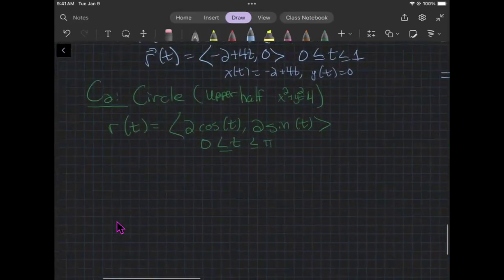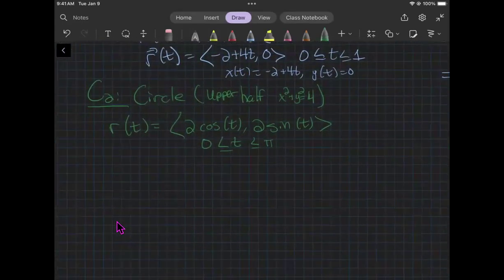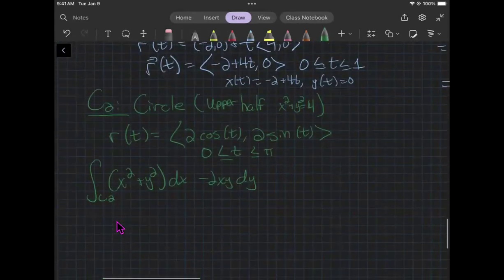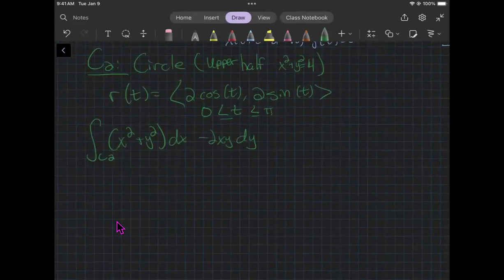Along the second curve now, so the line integral of C2, right? I had x squared plus y squared dx minus 2xy dy as the line integral. So this here is the x of t, and this is the y of t, right?